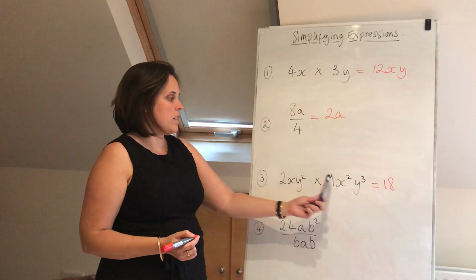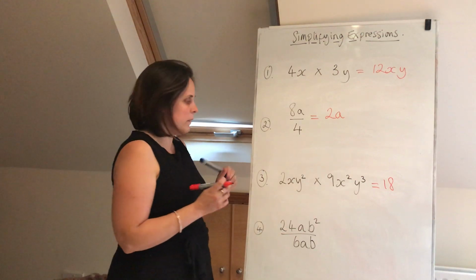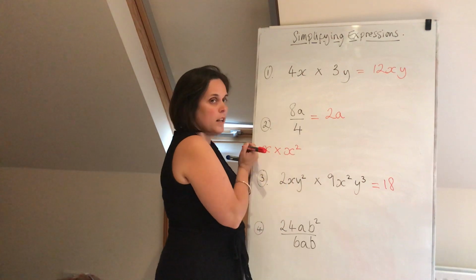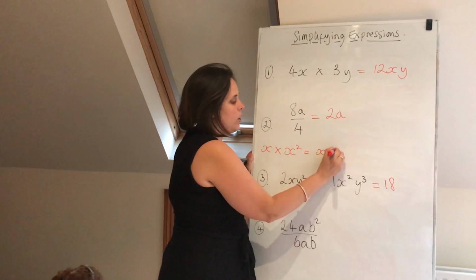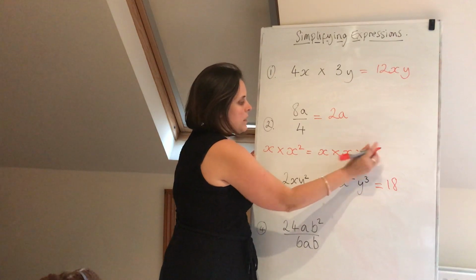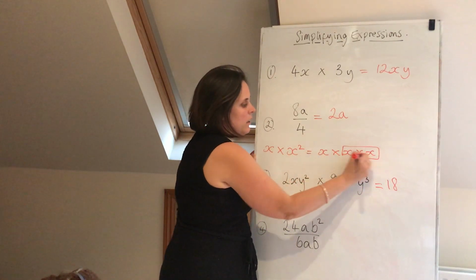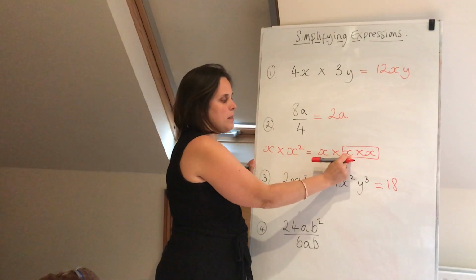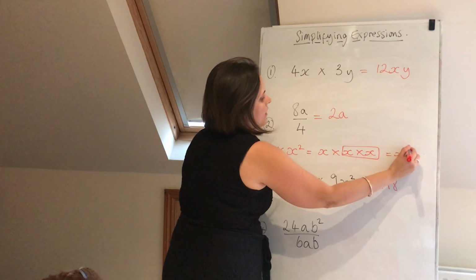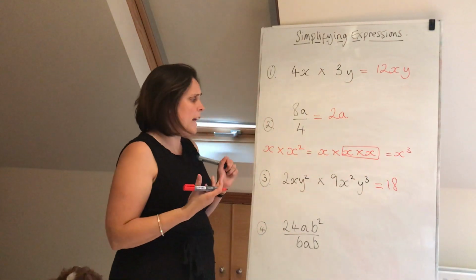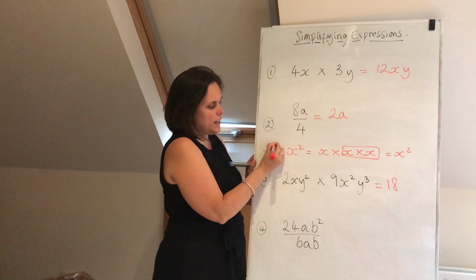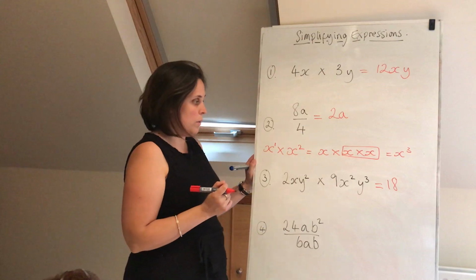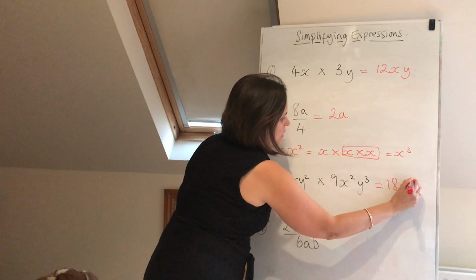Then we have x and x squared, and we're multiplying them, don't forget. So if we think about it, x times x squared is the same as saying x times x times x, because x squared is x times x. So if I write it out like that, then I can see it's x times x times x, and that is x cubed. In reality, what we do is we can say that's x to the power of 1, and what we actually end up doing is we add together those two powers. So we get x cubed.